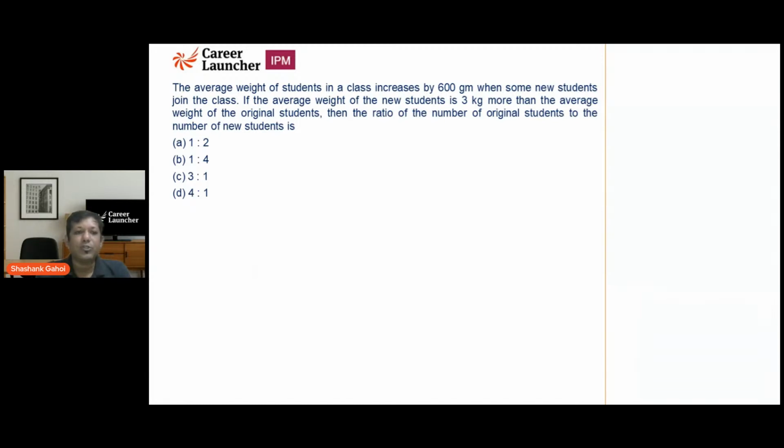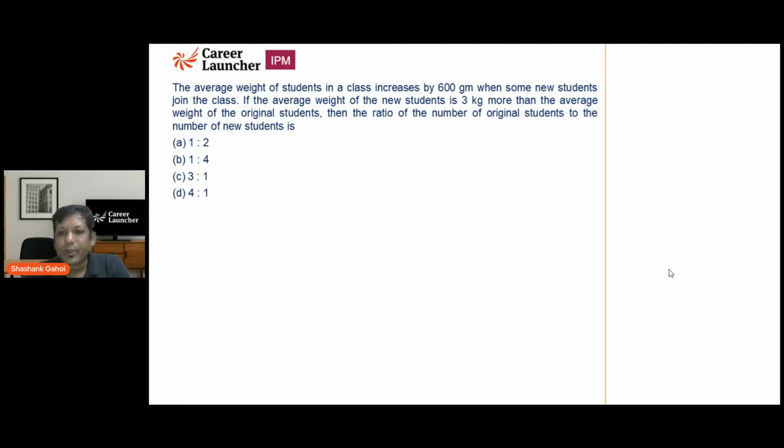And what do these questions say? Okay, so basically, what is this question? It says that the average weight of a class increases by 0.6 kgs when some new students join the class. The average weight of the new students is 3 kg more than the average weight of the original students. Then what is the ratio of the original students to the new students?